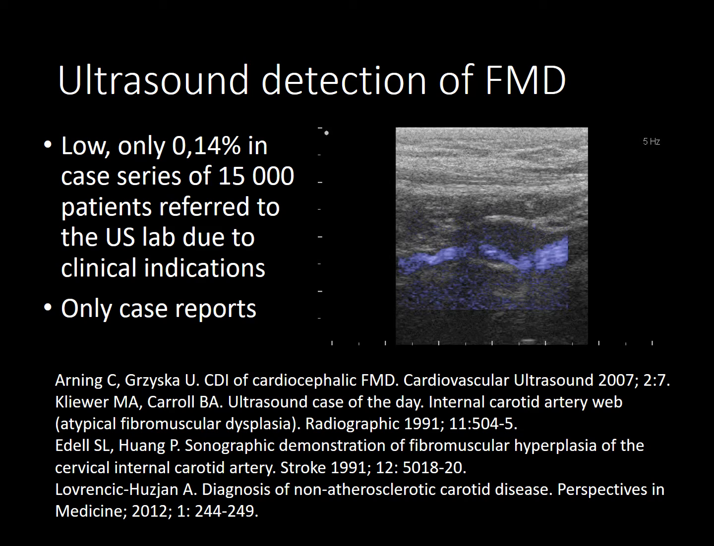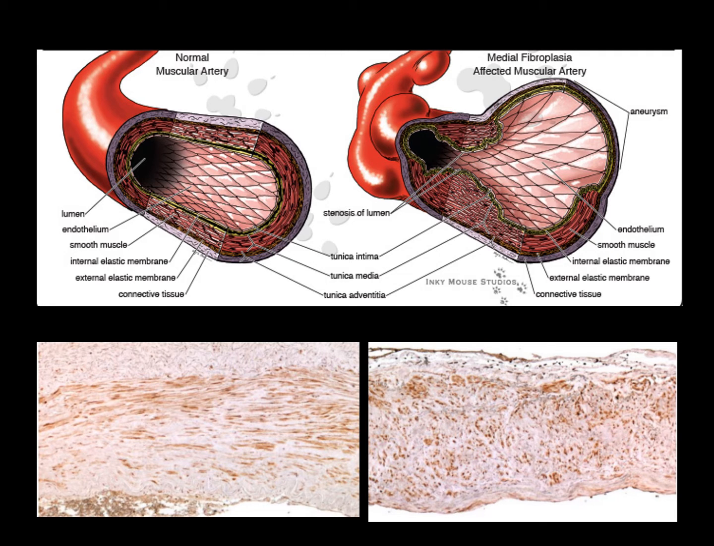The ultrasound detection of FMD is low. In a big series, it was found in less than 1% of patients that were referred to the ultrasound lab due to clinical conditions. So therefore, there are only case reports. If we look at the histological finding of the vessel wall on the right and on the left of the normal artery, we now know what we should find.